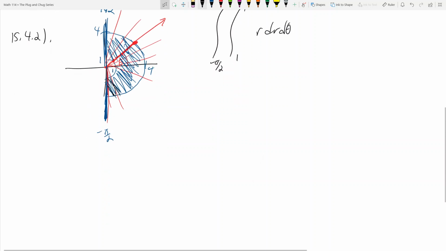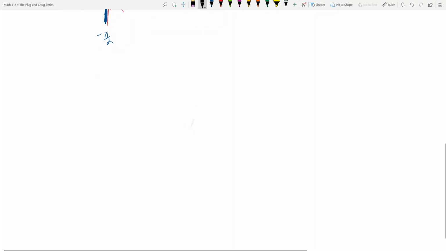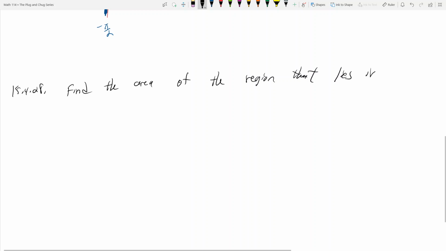And one last example, a little more complex than these first two. Let's look at 15.4.28. So what is this problem? We want to find the area of the region that lies inside the cardioid r equals 1 plus cosine theta, and outside the circle r equals 1. So we want to draw a picture of what this actually looks like.